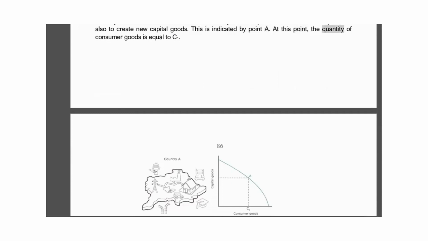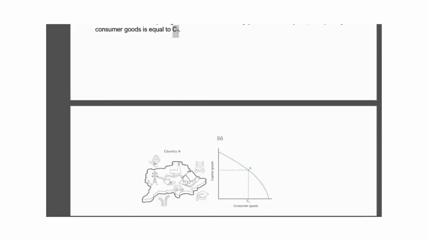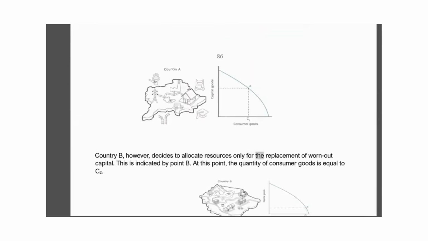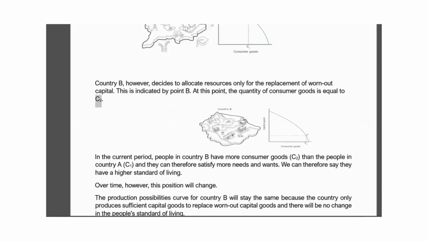At this point, the quantity of consumer goods is equal to C1. Country B, however, decides to allocate resources only for the replacement of worn-out capital. This is indicated by point B. At this point, the quantity of consumer goods is equal to C2.